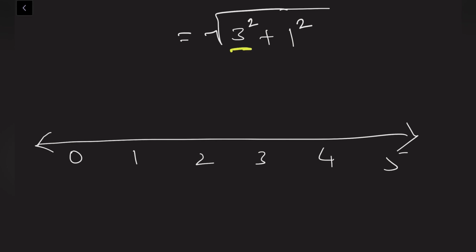Here we have 3 square, so the 3 units I am going to take on the x-axis. 3 units I took. This 1 unit I am going to take as the vertical line, 1 centimeter vertical line. 3 centimeter horizontal line and 1 centimeter vertical line. Now with the help of a scale we need to join these two lines.